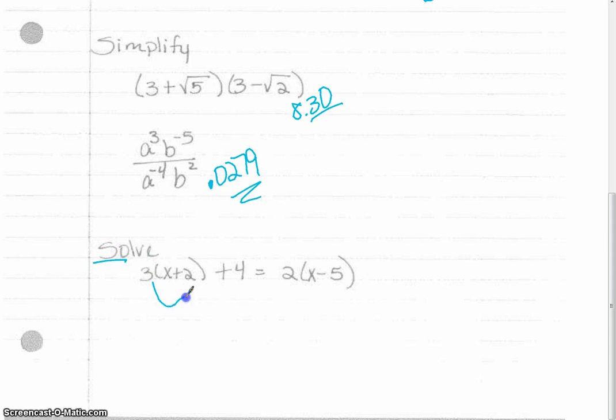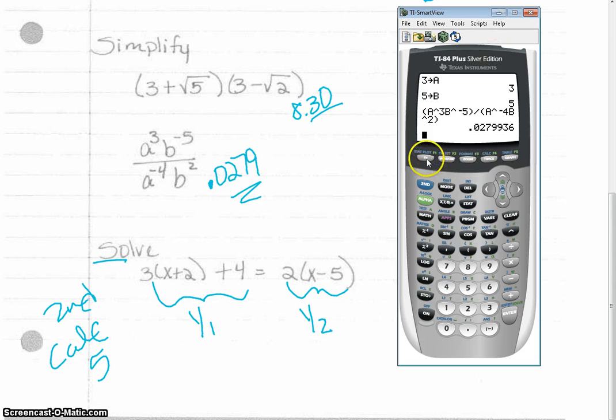When you have solve, you put everything before the equal sign at y1, everything after goes to y2, then you're going to go second, calc 5. So I'm going to go to y equal, I'm going to clear it out, I'm going to say 3, open, x plus 2, close, plus 4. I'm going to go to y2, I'm going to clear it out, I'm going to say 2, open, x minus 5. Anytime you have something at y1 and y2, you're going to go second, calc 5, let it draw. Enter, enter, enter.